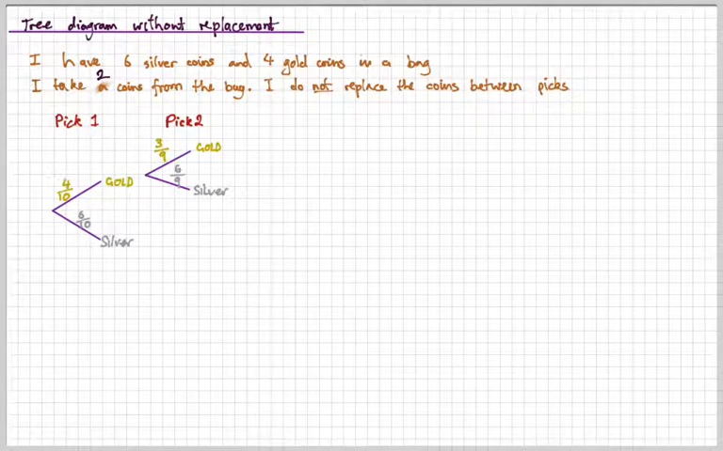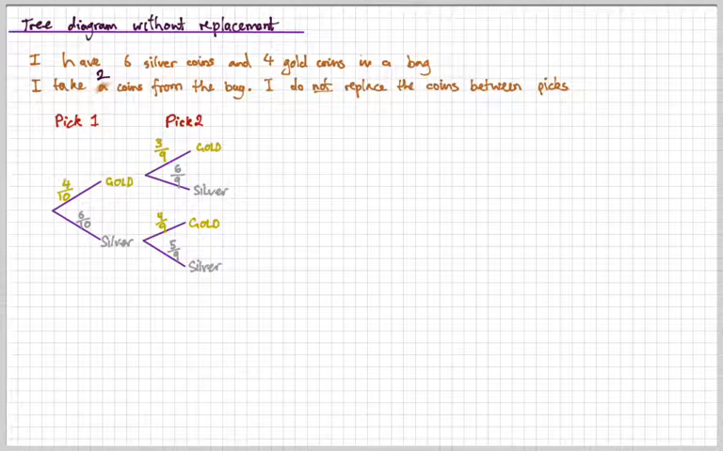Okay, let's look at the bottom set of branches. If we picked a silver for the first pick, then for the second pick, we could pick a gold or we could pick a silver. If we'd picked a silver to start with, that means there are now 9 coins in the bag and 4 of them will be gold. So this probability is 4/9. Pause the video now to work out the final probability. There are only 9 coins in the bag and now 5 of them are silver, so it's 5/9 here.